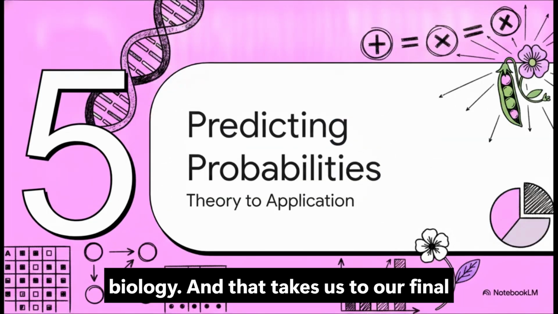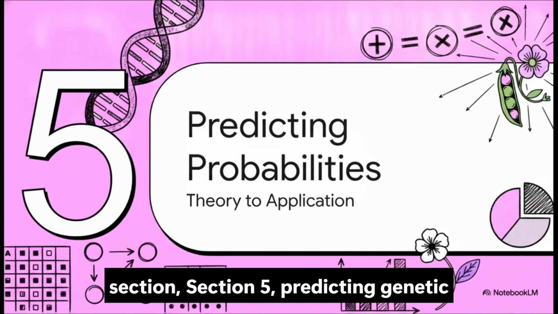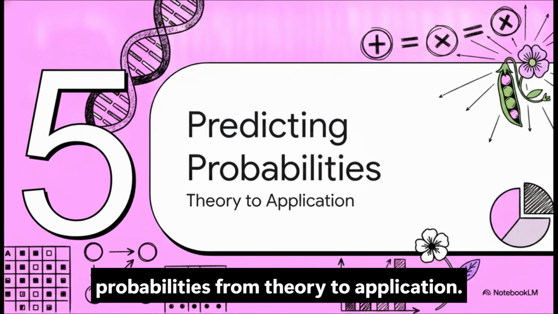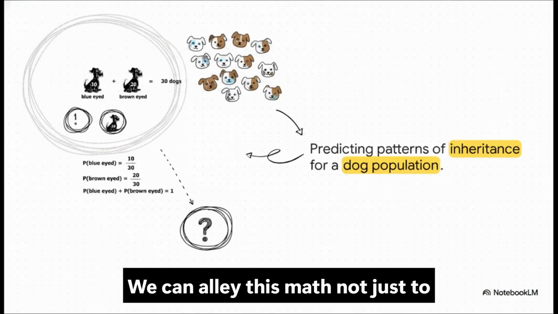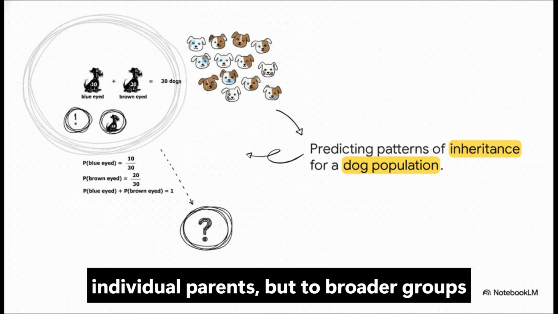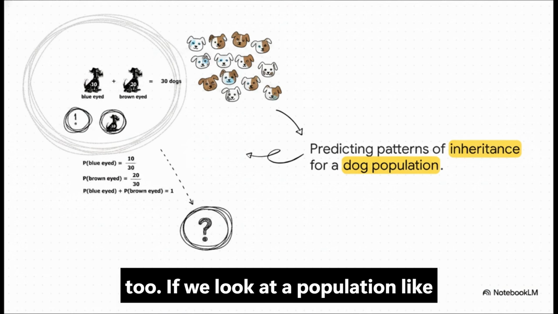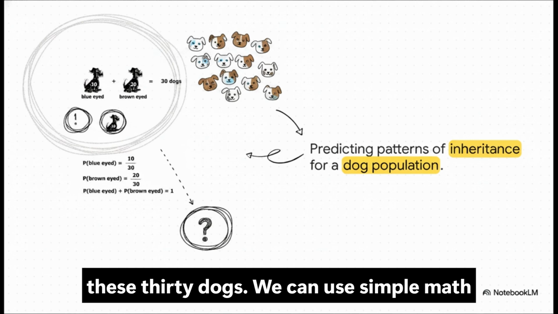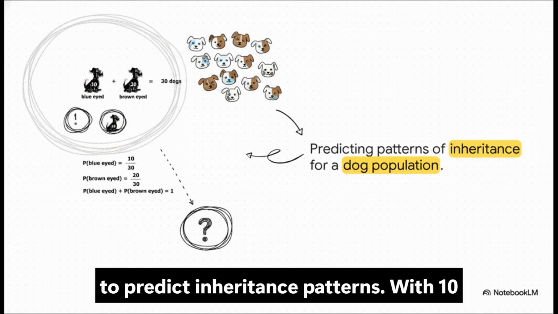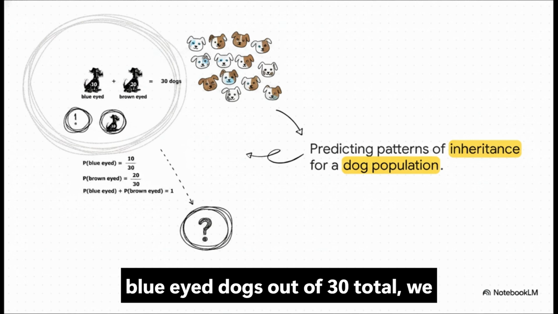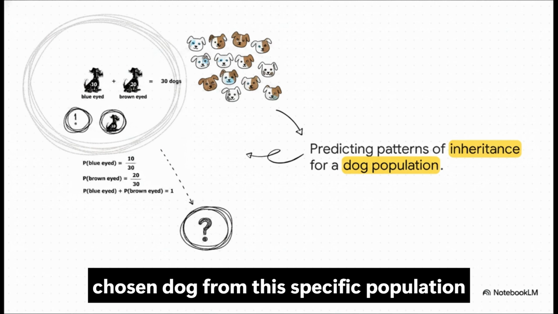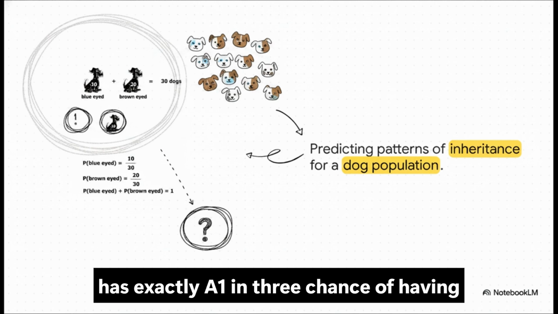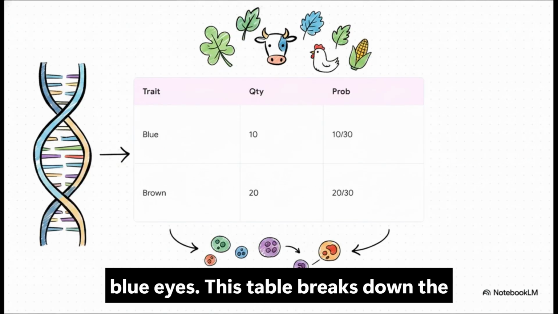And that takes us to our final section, Section 5, Predicting Genetic Probabilities, from Theory to Application. We can apply this math not just to individual parents, but to broader groups too. If we look at a population, like these 30 dogs, we can use simple math to predict inheritance patterns. With 10 blue-eyed dogs out of 30 total, we can easily calculate that a randomly chosen dog from this specific population has exactly a 1 in 3 chance of having blue eyes. This table breaks down the math.